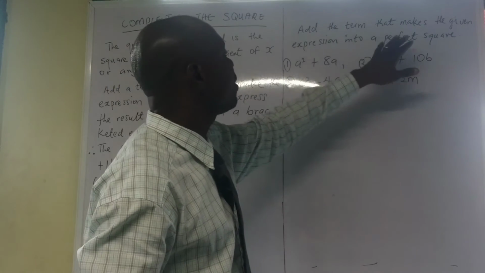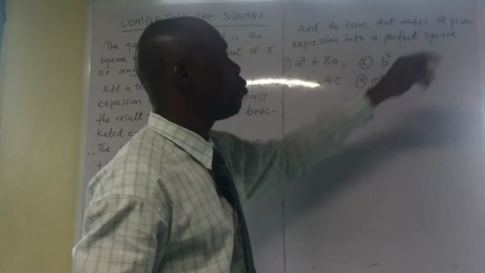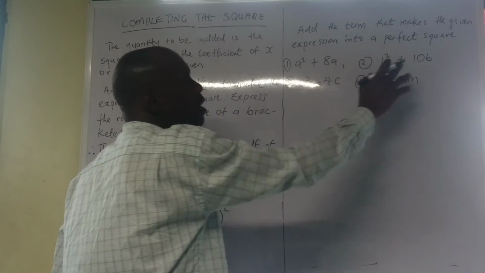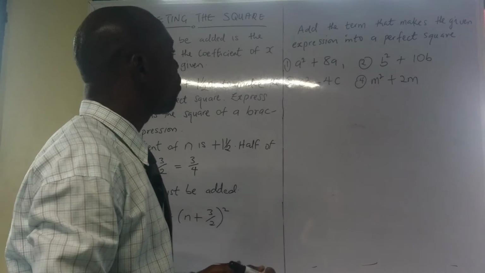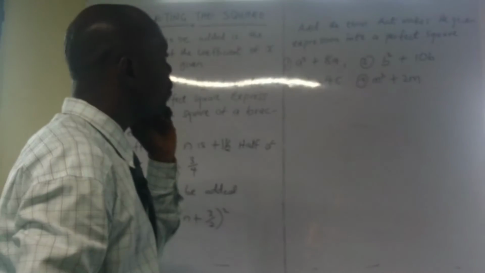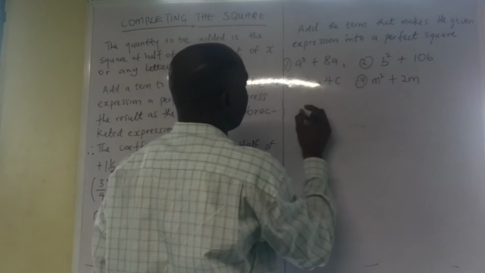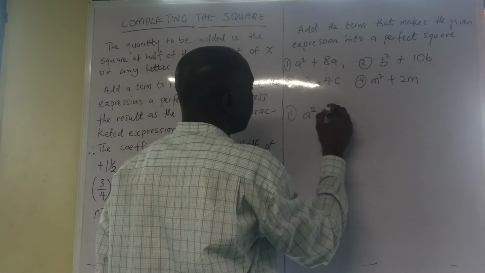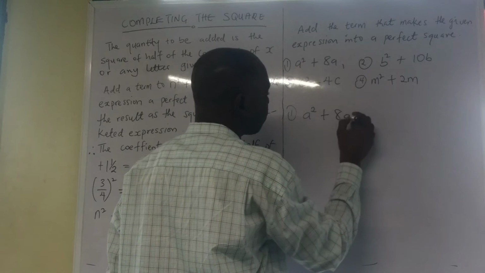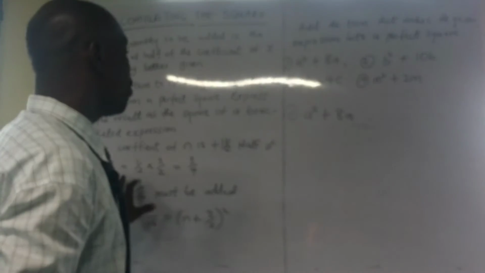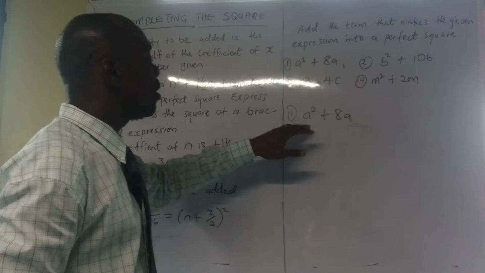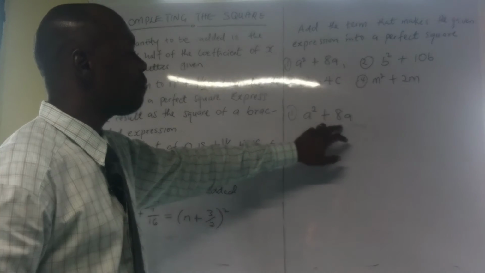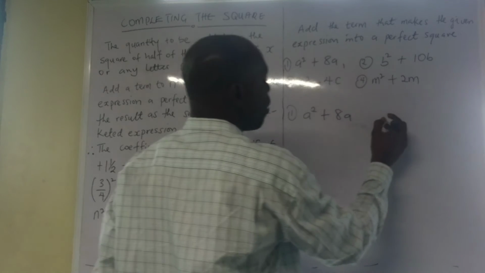Add the terms that make a given expression into a perfect square. We're trying to make each and every one of these equations a perfect square. So let's start from the first equation. First equation here is a^2 + 8a. Like we said here, we will look for the half of the coefficient, because the coefficient of a here is plus 8. So we are looking for the half of this one.